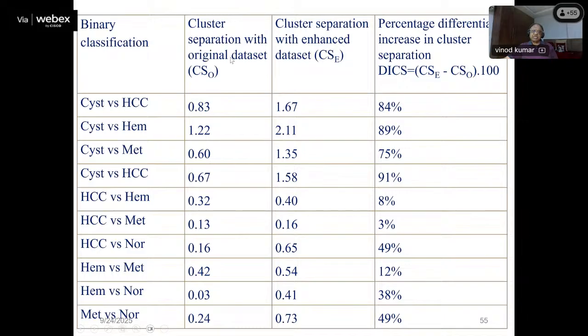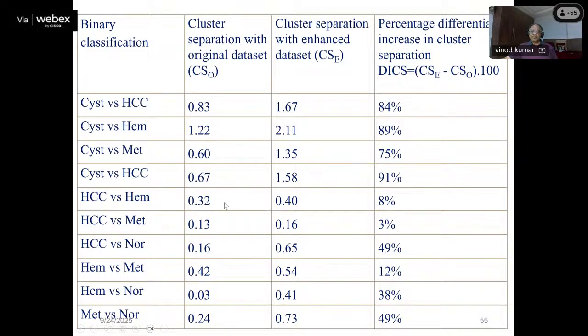Cluster separation with original data set 0.83. Cluster separation with the enhanced data set 1.67. So cluster separation in enhanced data set is better. Percentage difference, so there is an increase from 0.83 to 1.67. In cyst and hemangioma, again it is increased. Cyst and metastasis, cyst and HCC.